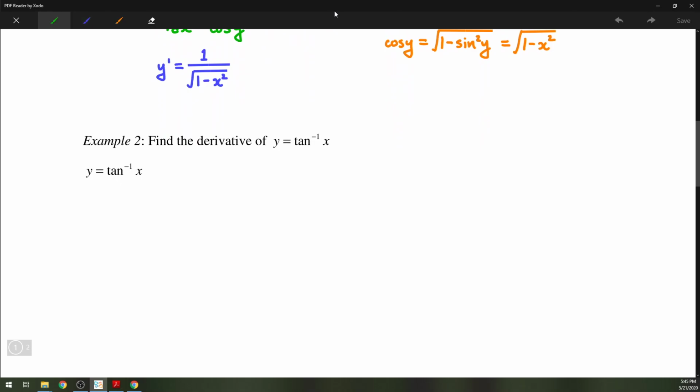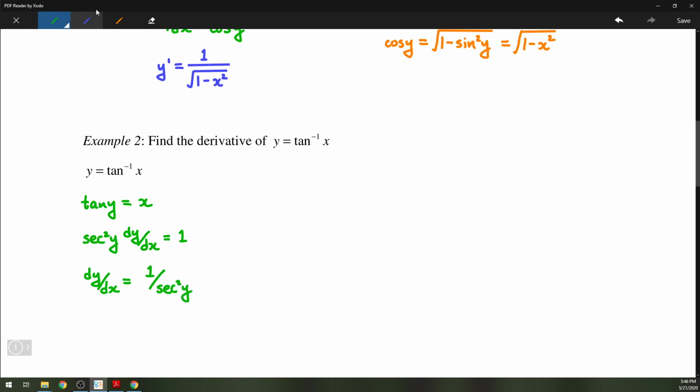We're going to rewrite this just as before as tangent y is equal to x. Again, we're going to use implicit differentiation, so the derivative of tangent y, of course, is secant square y, then we have dy dx. And the right-hand side, we just have 1, just like before. So the derivative, dy over dx, is going to be equal to 1 over secant square y.